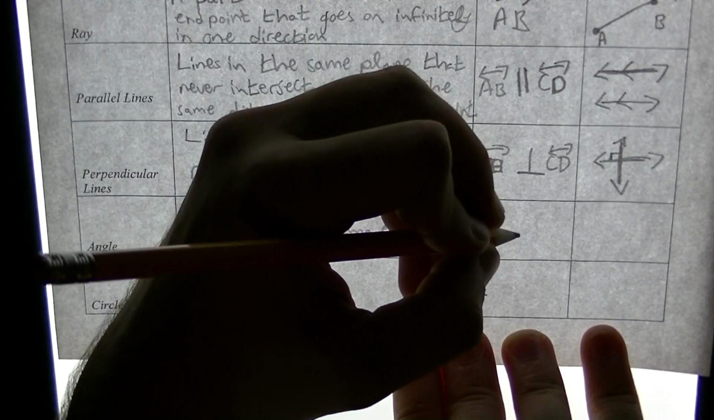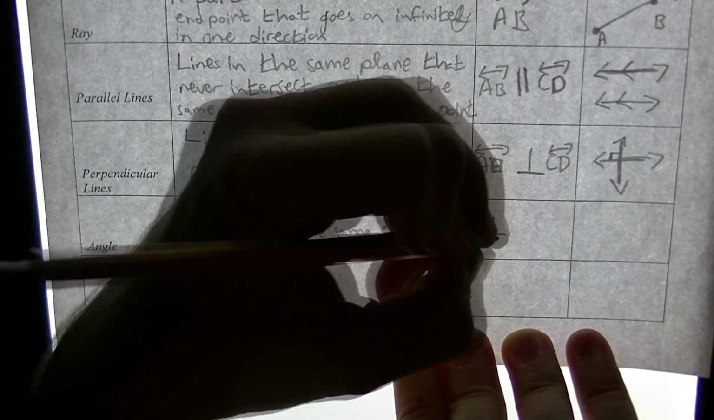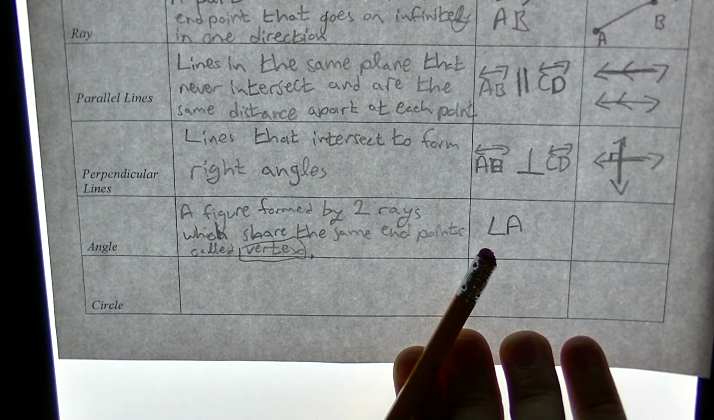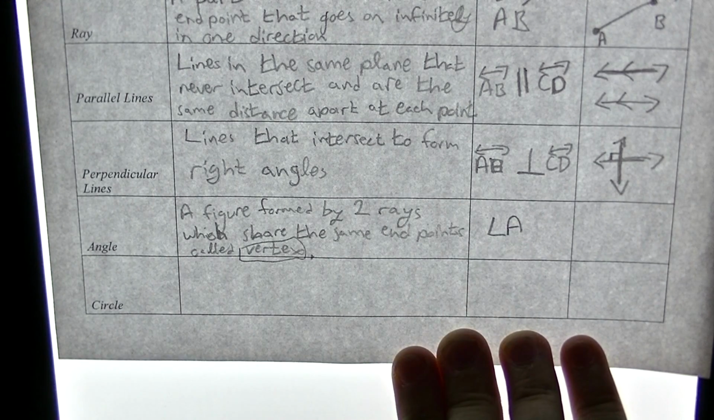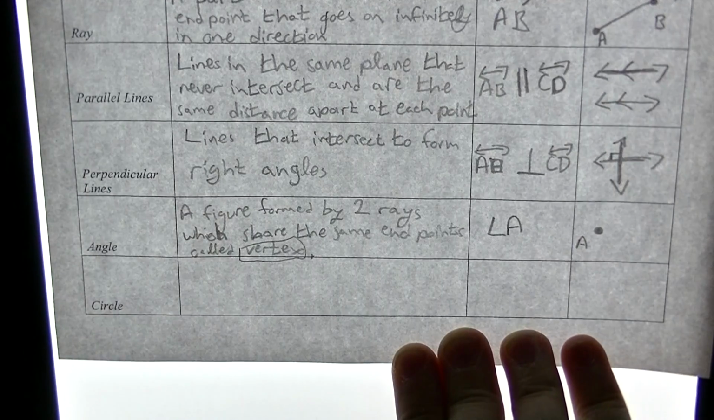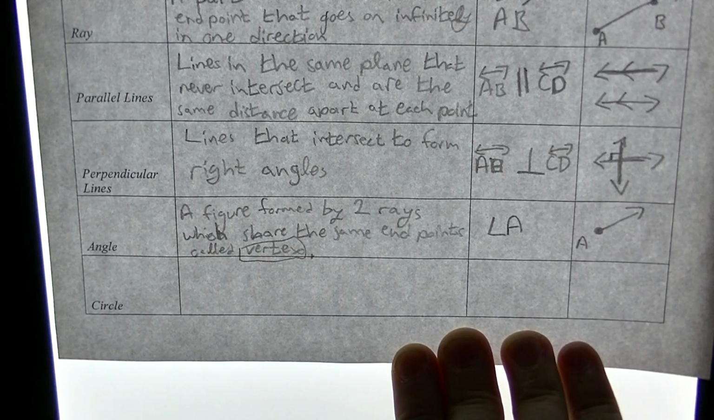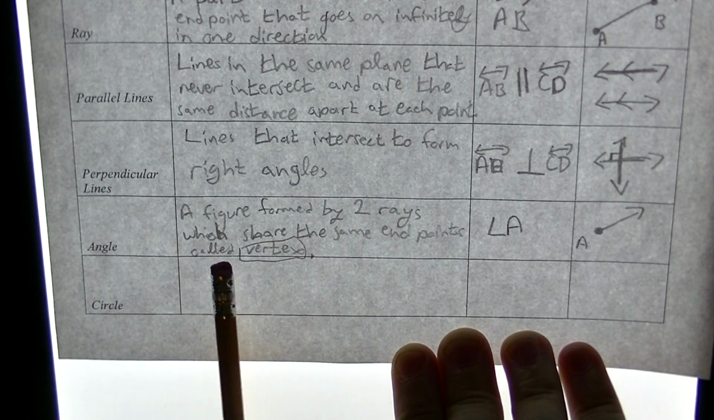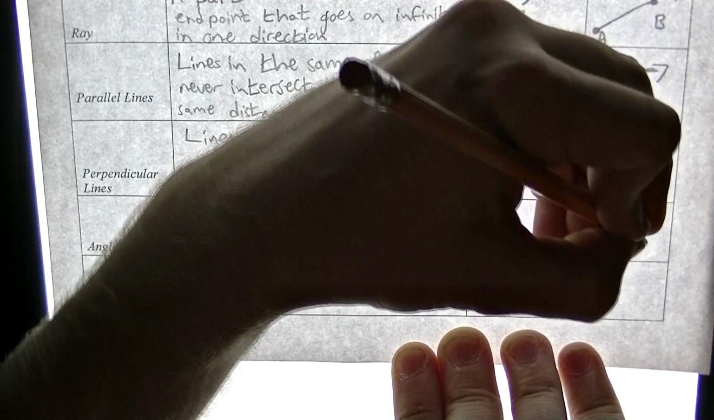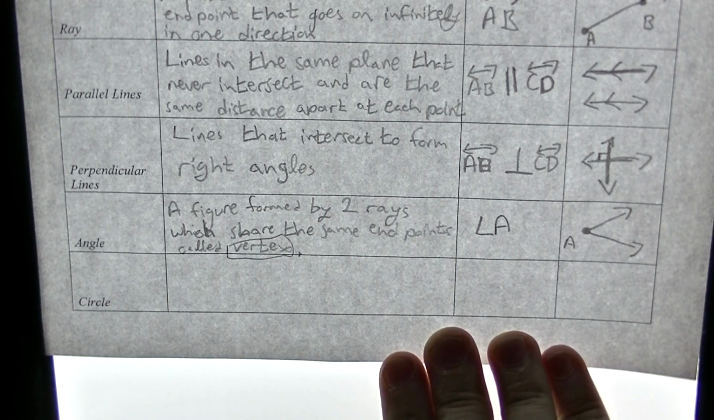An example of how I would write out the name for an angle would just be angle A. So when I see this symbol here, that means angle, and I'm calling it angle A. And well, all right, so if I have a ray over here, I'll have my endpoint A, and I'll draw one ray out this way, and we said it's a figure formed by two rays that share the same endpoint. So then I'll just draw another ray starting from A. And this is what an angle looks like.